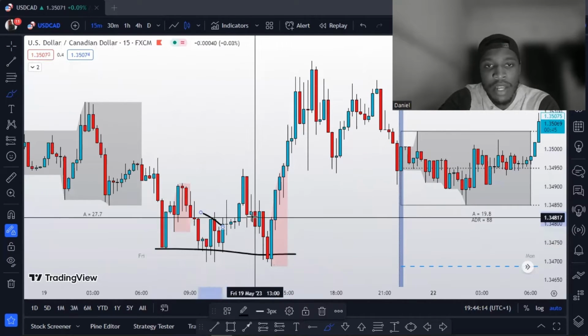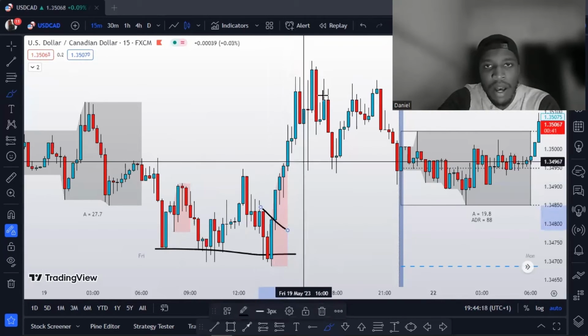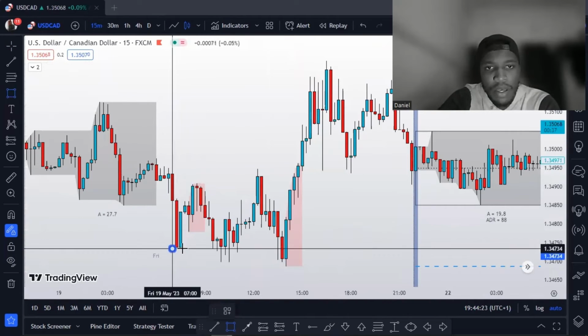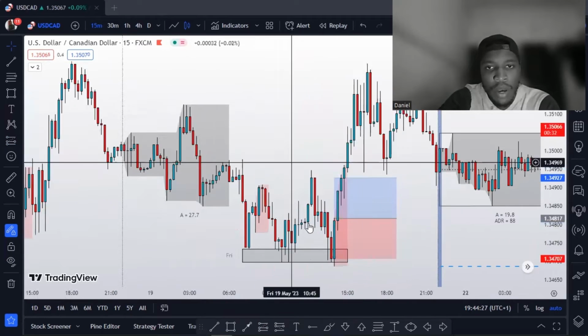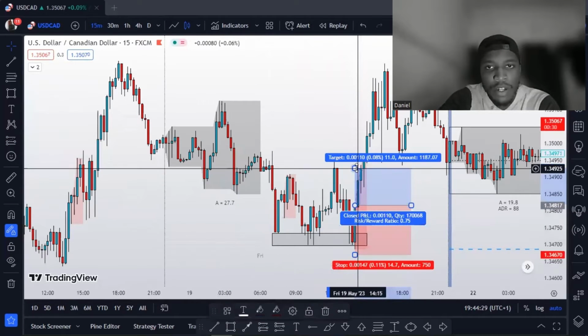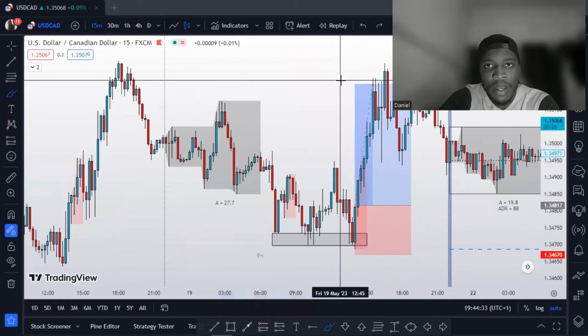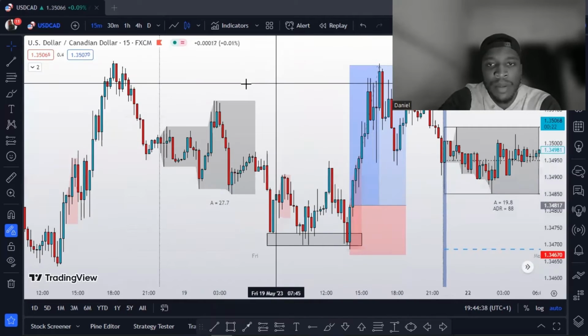I took it first here, then I scratched out at the break even, and then I didn't take it again. I would have taken it here on New York session open. So this would have been a very beautiful trade if you took your entry here, zero drawdown, straight up to the liquidity zone here. So that would have been 35 or maybe 40 pips on this.